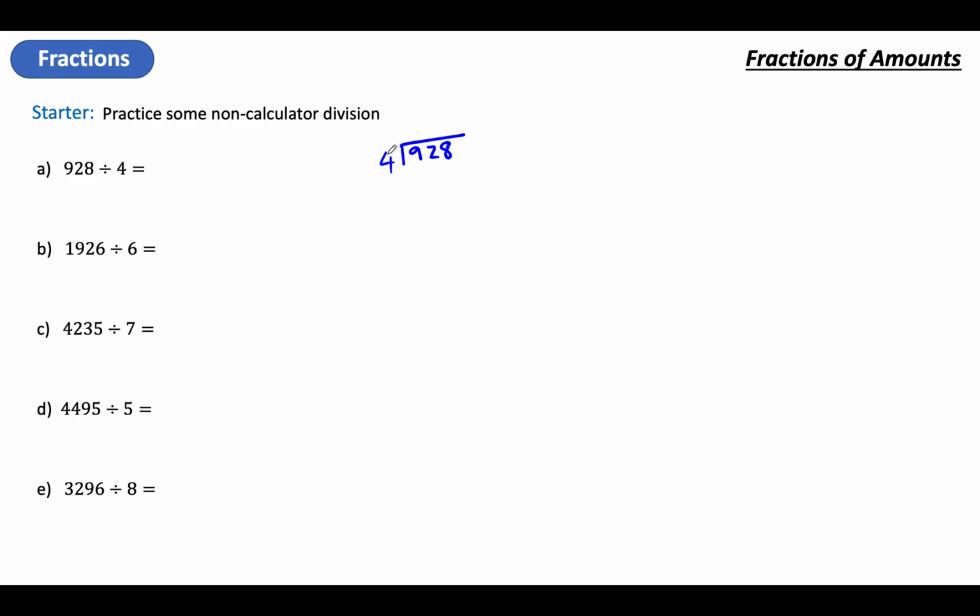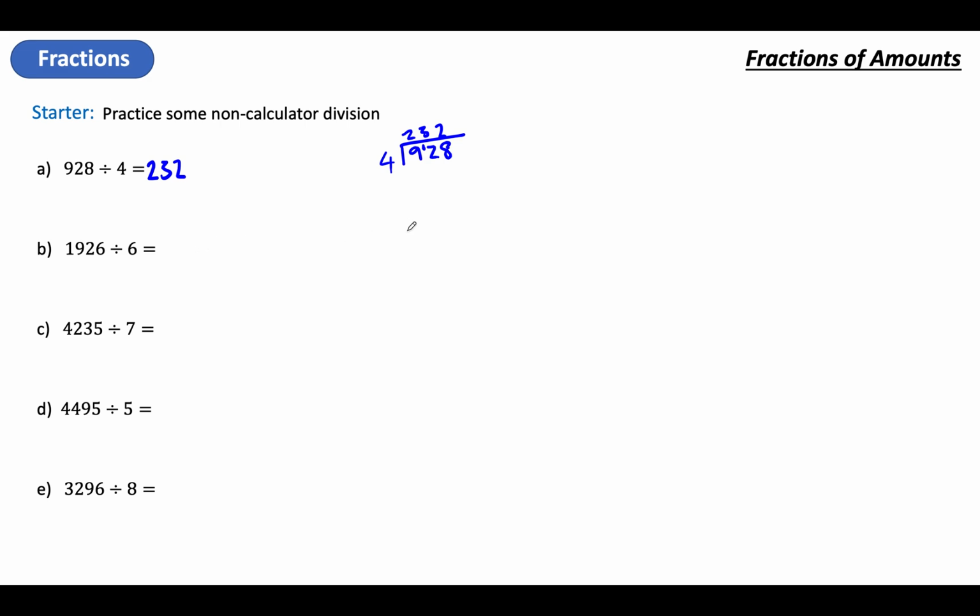Okay, right, we've already set up the bus stop for the first one. So let's see how many 4s go into 9. Well, it's 2. And 2 4s are 8, so there's 1 left over. And 4s go into 12 3 times. There's nothing left over, so nothing to carry across. And 4s into 8 goes 2. So 232 is my first one.